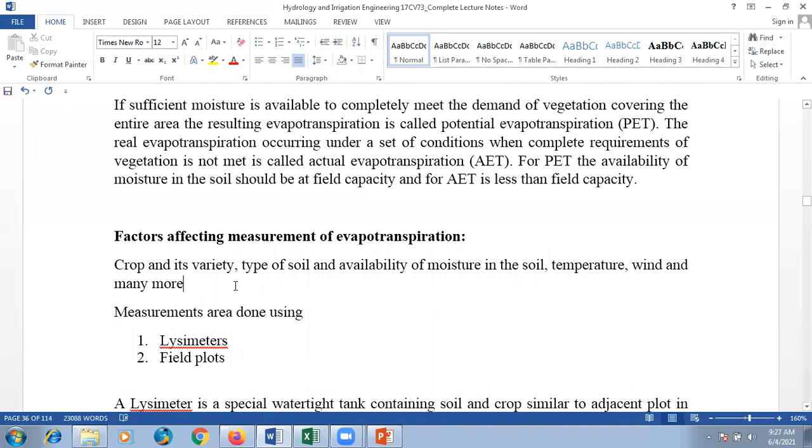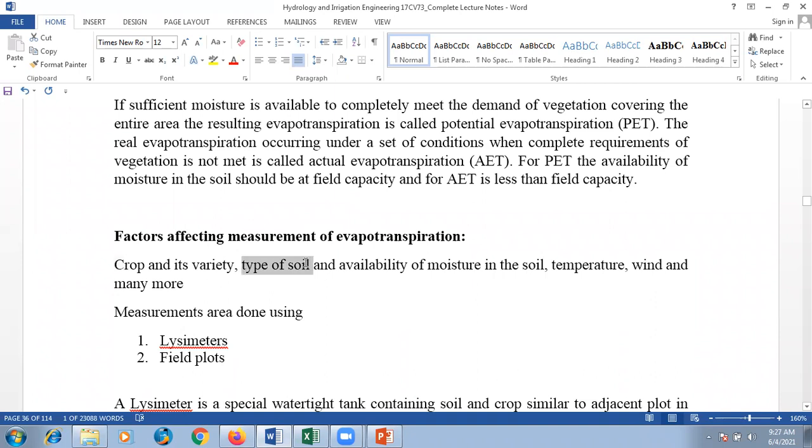So what do we mean by this? See here, certain types of crop would need more quantity of water, and its varieties too. For example, rice is a water intensive crop. Sugarcane is a water intensive crop, whereas pulses would need less amount of water. So hence the evapotranspiration also depends on crop and its variety.